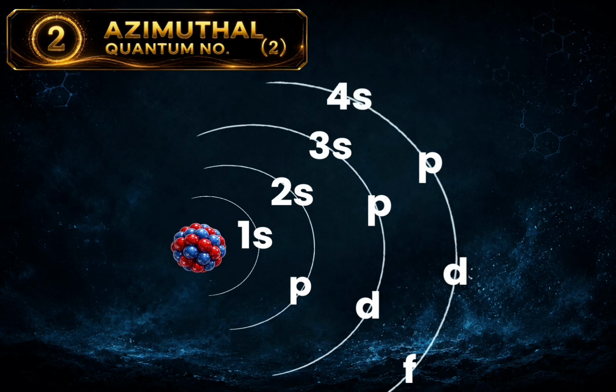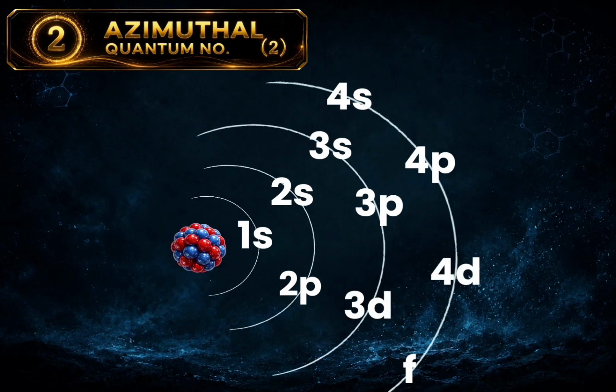Similarly, this one is called 2P. There is no such thing as 1P. The P subshell starts from the second shell, so the naming begins with 2P. Then we have 3P and 4P. The same idea applies to the D subshell. There's no 1D or 2D. The D subshell starts from the third shell, so we have 3D and 4D. And finally, the F subshell starts from the fourth shell, so we have 4F.